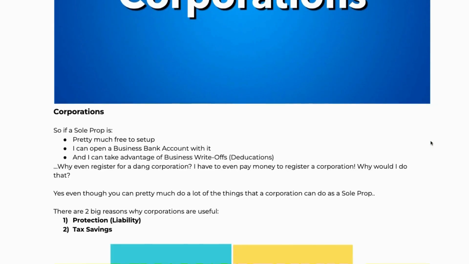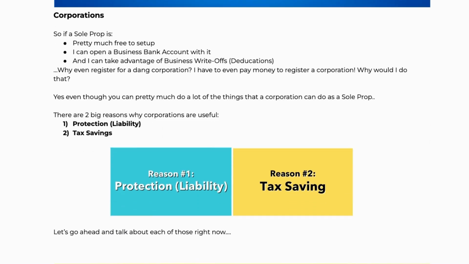So in the previous training section, we talked about how with a sole prop, it's free to set up. You can have a business bank account. You can take advantage of business write-offs and deductions. So then why even register for a dang corporation, right? Why would anybody even pay the money to do that?